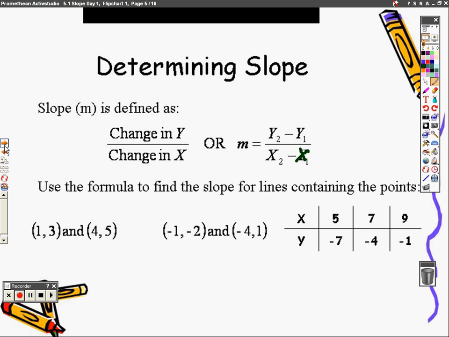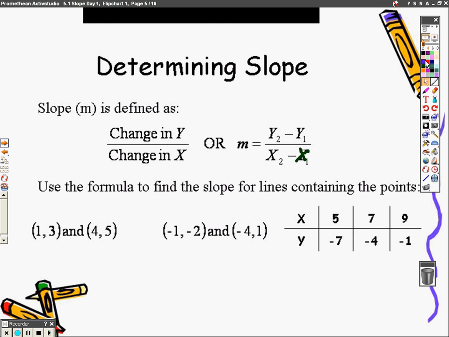Okay, to determine slope, you need to remember that slope is always defined as change in y over the change in x. Or you can use the slope formula, which is what we will start out with today. The slope formula is m equals y2 minus y1 over x2 minus x1.